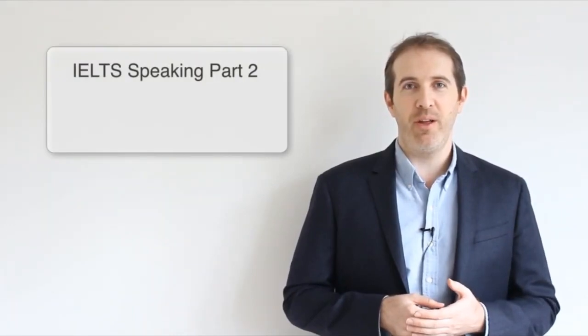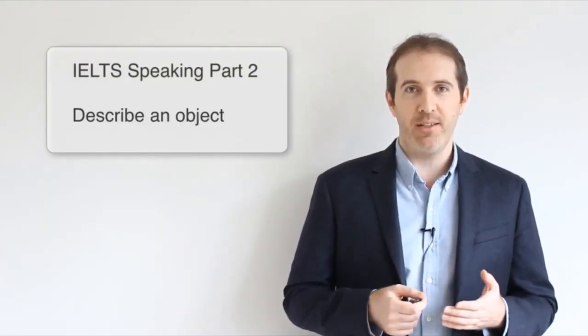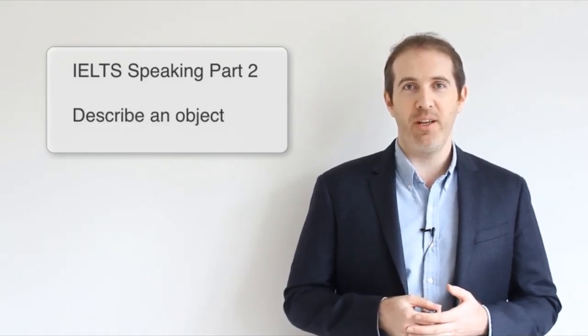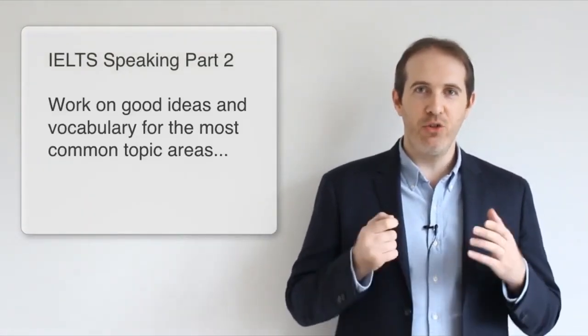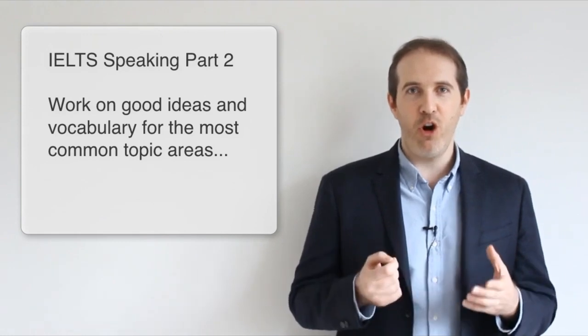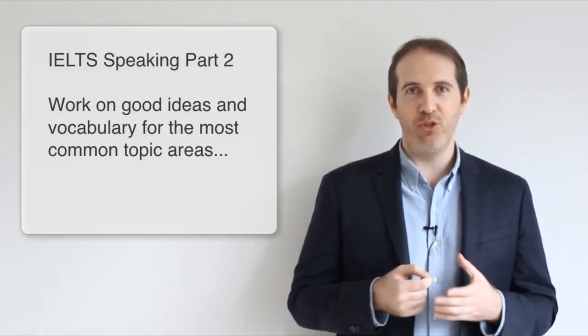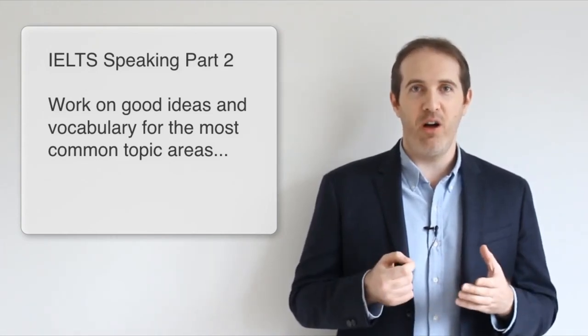In this lesson we're going to carry on with IELTS Speaking Part 2 and we're going to look at the topic Describe an Object, one of our 6 main topics for IELTS Speaking Part 2. Remember, what we're trying to do in this preparation is work on good ideas, good vocabulary for the most common topic areas, the most common tasks for this part of the test.